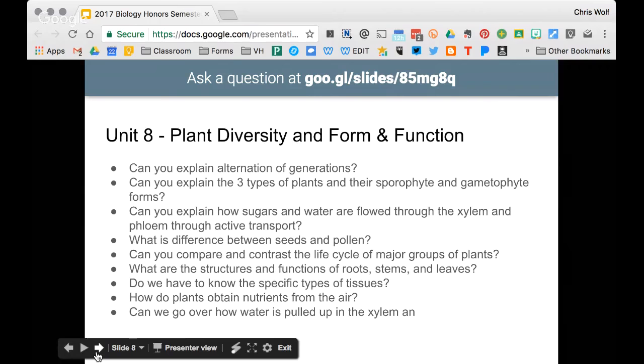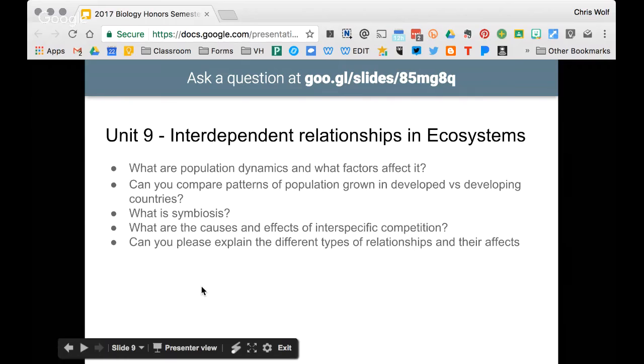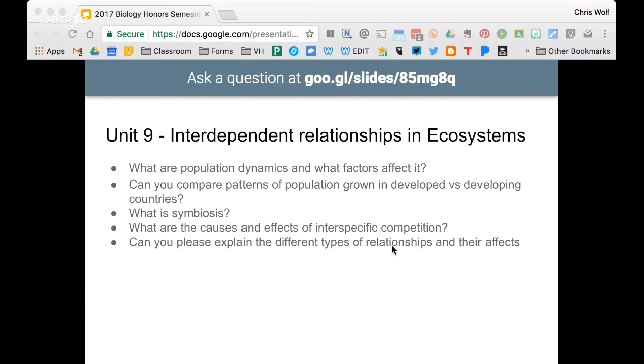The first question is kind of a broad question, so I think I've covered that. Don't worry about patterns of population growth in developed and developing countries. At least in my class, we didn't talk about human population growth. We talked about symbiosis. Did I talk about interspecific and intraspecific competition? Interspecific is between different species, and intra is between the same species. That's all I would really worry about there.